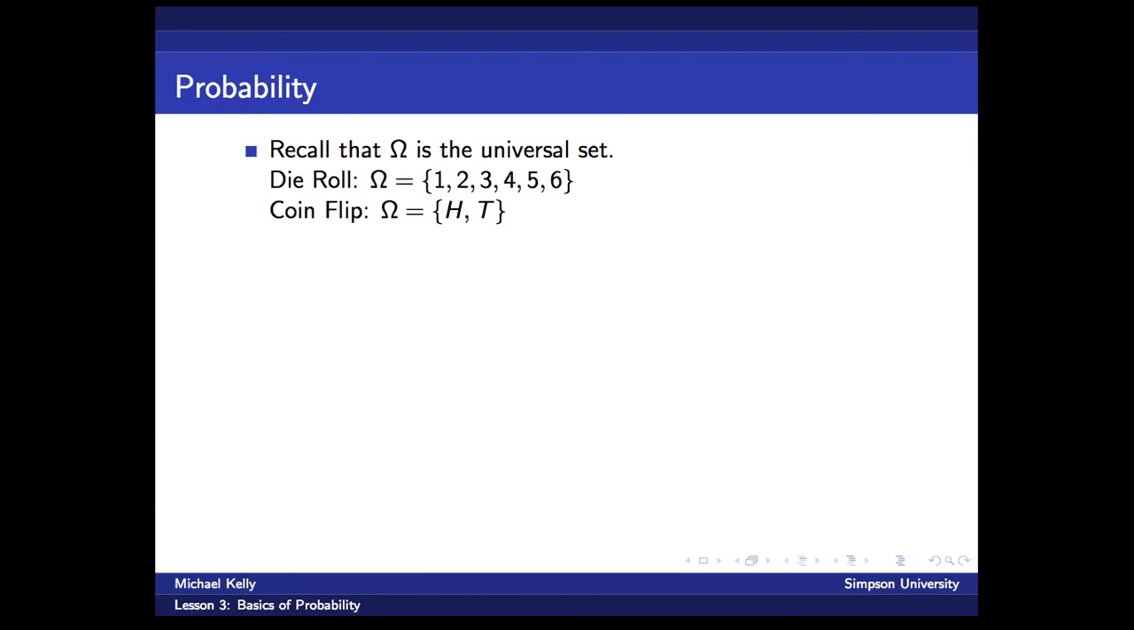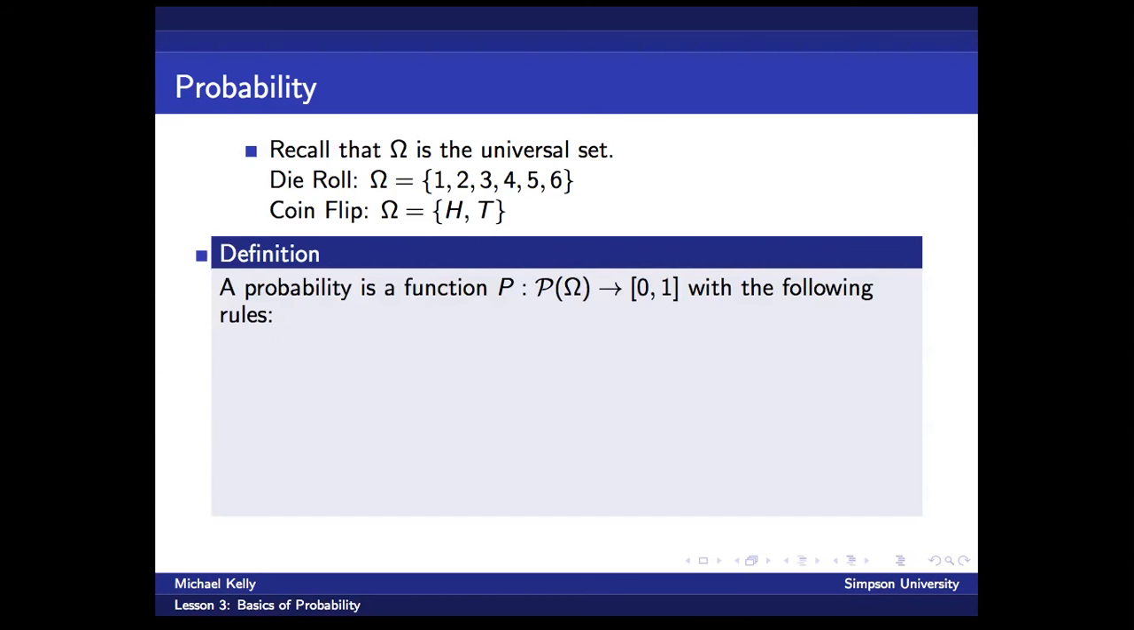Also, recall that last time we talked about omega as the symbol we're going to use for the universal set. So if we're rolling a die, omega is the numbers 1, 2, 3 up to 6, and if we're flipping a coin, omega is the set {heads, tails}. Now we can finally define probability. A probability is a function from the power set of omega to the real interval 0 to 1, with the following two rules.